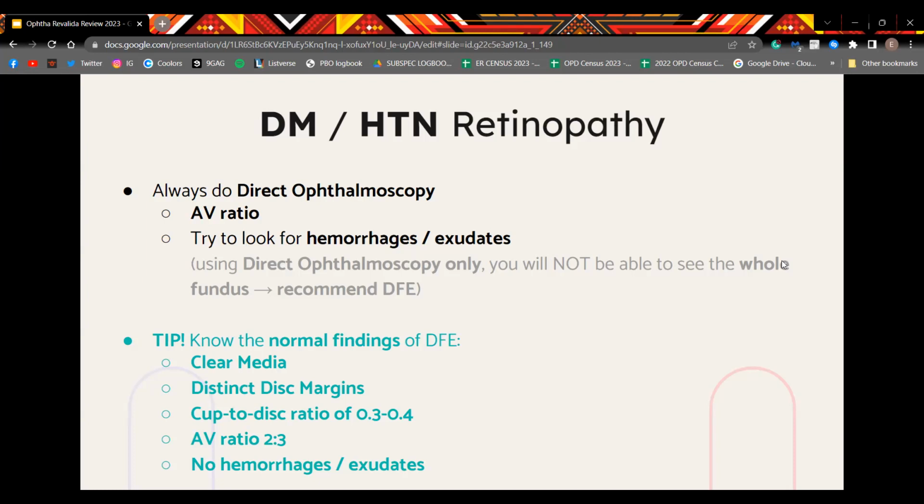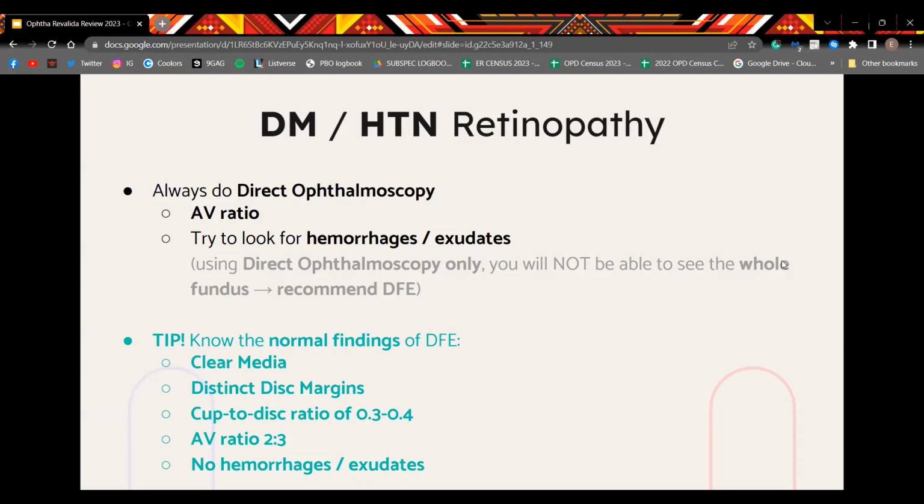Again, using DO, you will not be able to see the whole fundus. So that is why I said earlier na always recommend to do dilated fundus examination in order to view the whole fundus, assess the whole fundus of the patient. So tips is to know the normal findings of DFE. No, so clear media, distinct margins, cup-disc ratio of about 0.3 to 0.4 would be normal. AV ratio of 2:3 and no hemorrhages or exudates.